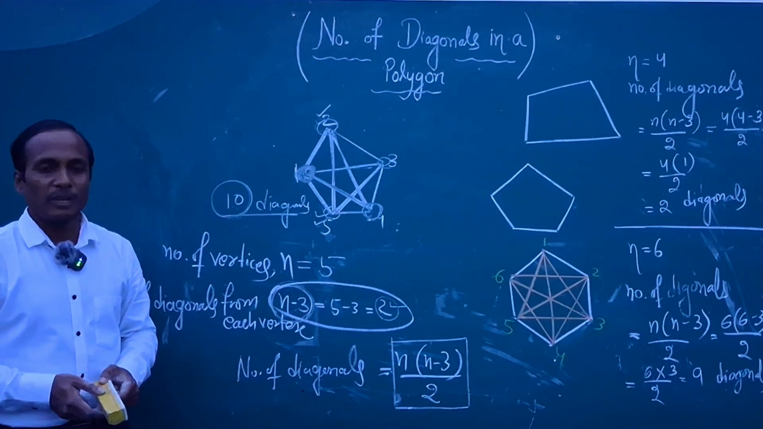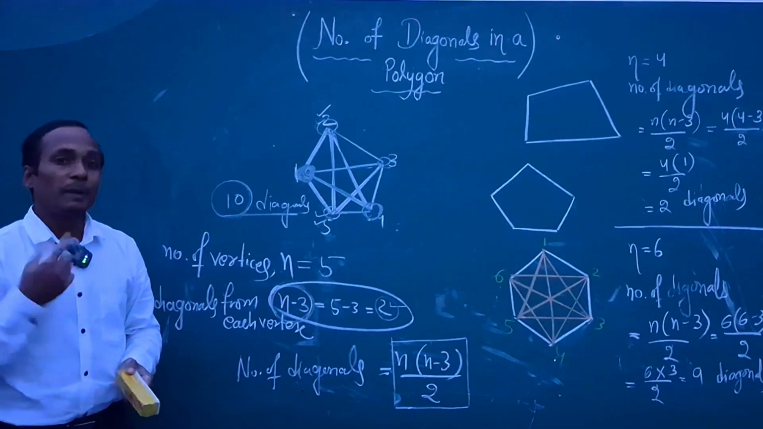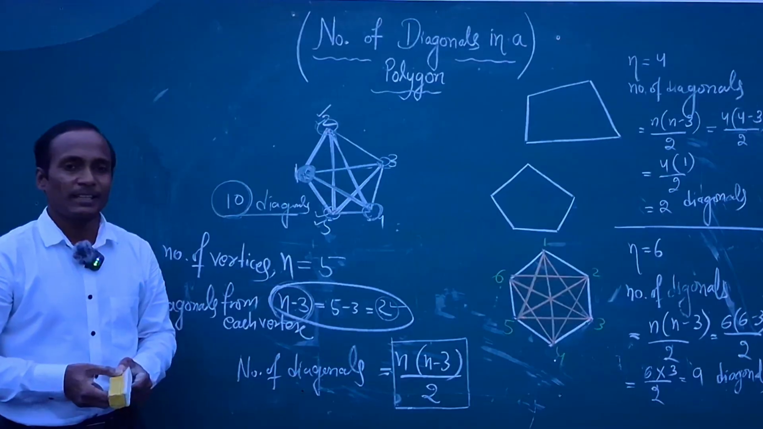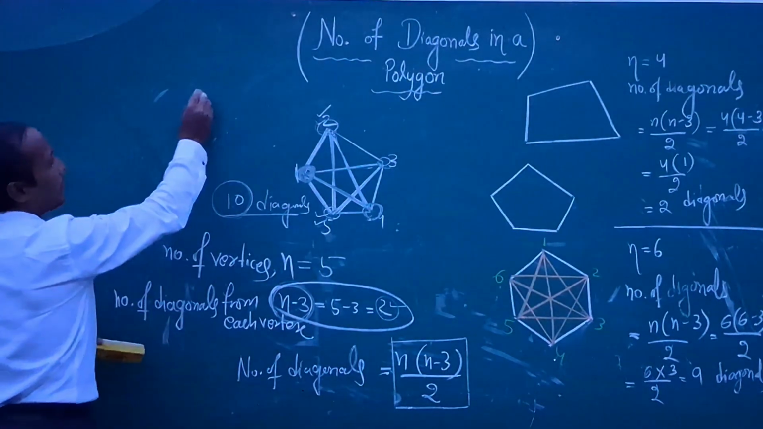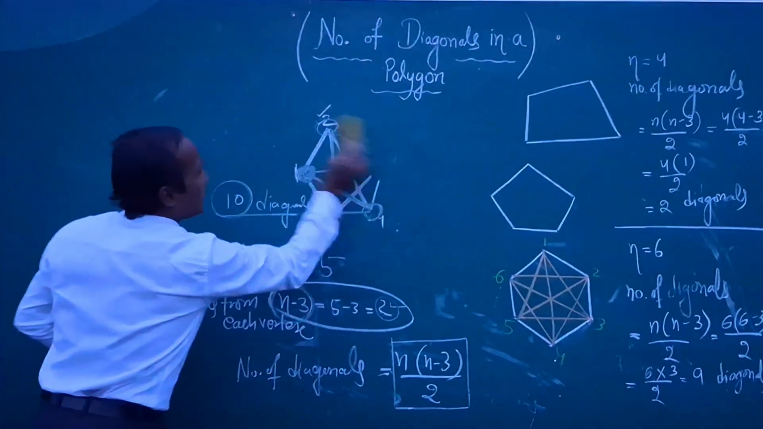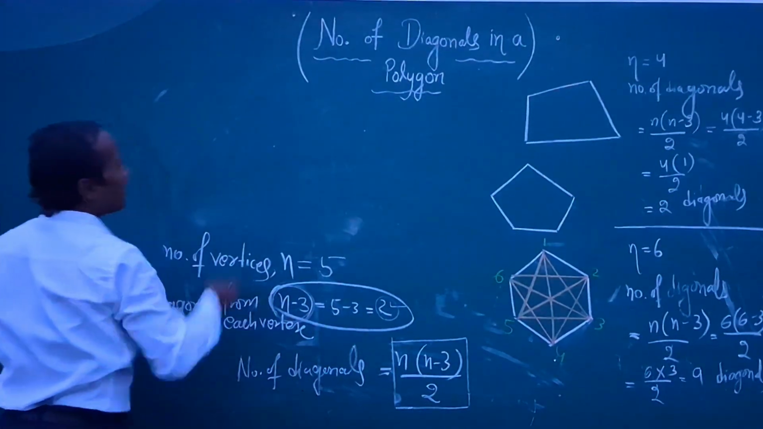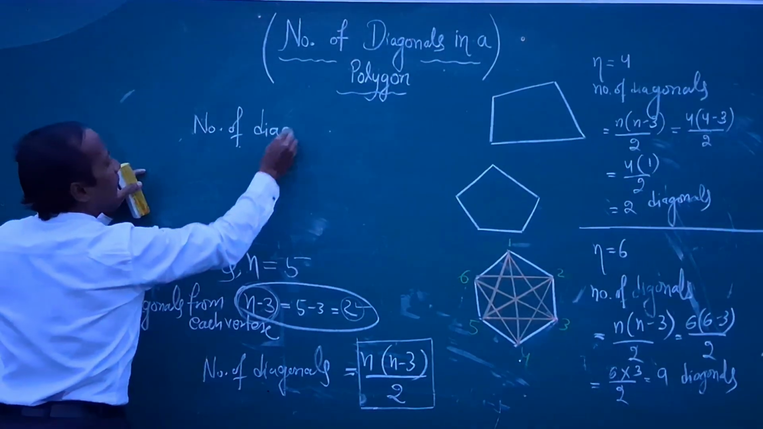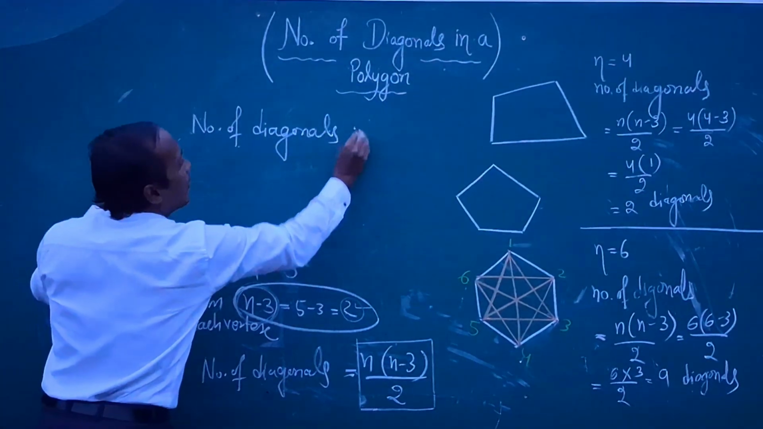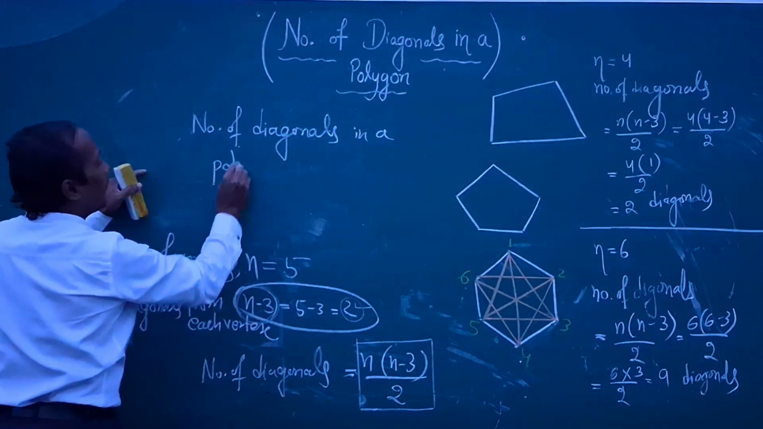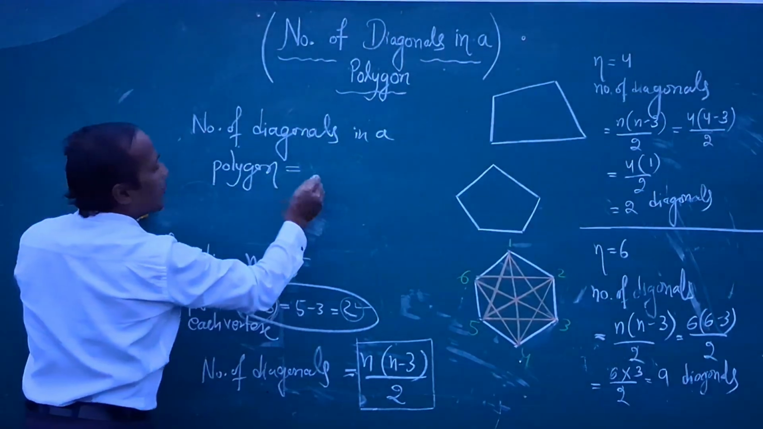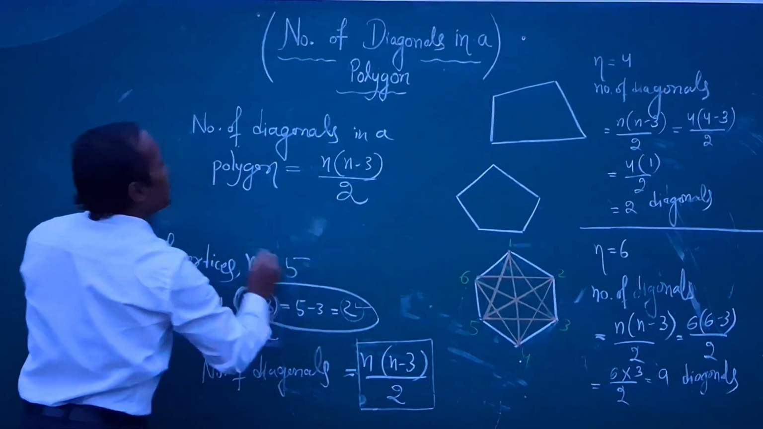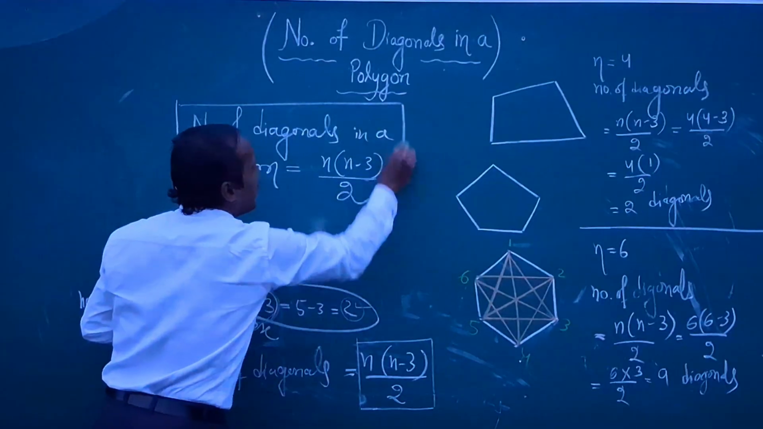So tell me in the comment section how many diagonals does a 15-gon have. 15-gon means a polygon with 15 sides. What formula you learned today? The formula for number of diagonals is, let me erase it and write here once again for you. Number of diagonals in a polygon is equal to n into n minus 3 by 2. This is the formula. Remember it?